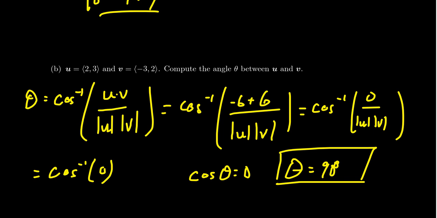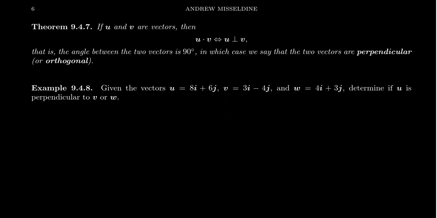And this example kind of motivates our next theorem slash definition. Again, this is a very important geometric interpretation of the dot product, probably the most important one. If we have two vectors, u and v, then their dot product equals zero if and only if the vectors are perpendicular to each other. Because if the dot product equals zero, that would suggest that cosine of theta equals zero, like we saw, and that would imply that theta equals 90 degrees. So the dot product equals zero exactly when the two vectors are perpendicular to each other. That is, the angle between them is 90 degrees.